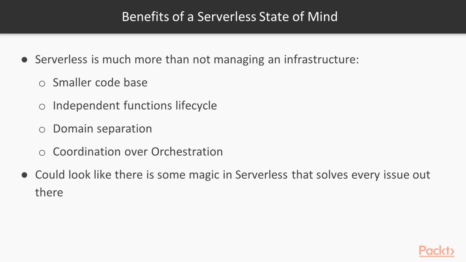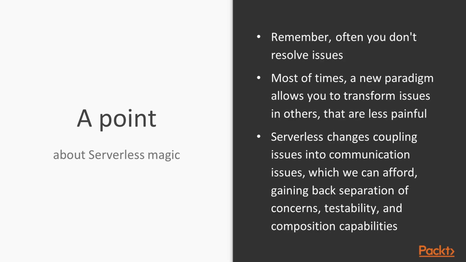So to someone, it could look like there is something magic in serverless, but that could not be further from the truth, because you have to remember that there is a law called the law of translating issues. It says that often you are not solving an issue, but translating it into another that is less painful for your domain, your project, your purpose. So serverless changes coupling issues, which are really painful, into communication issues that can be afforded and solved, gaining back separation of concerns, testability of your code, and composition capabilities.